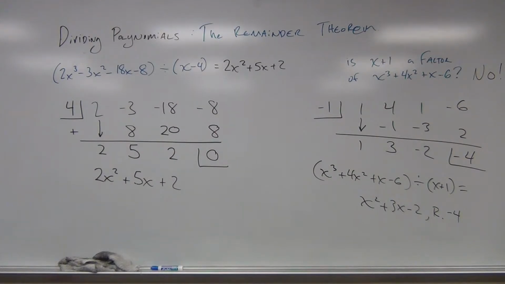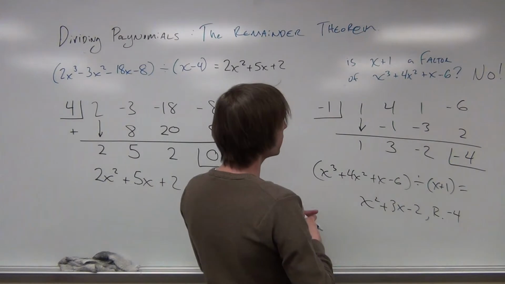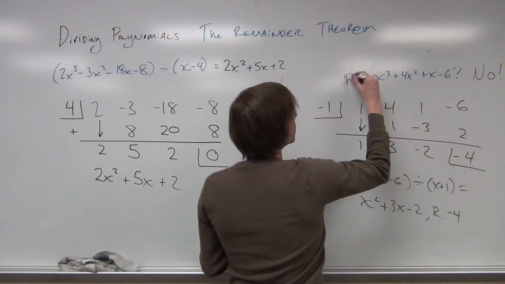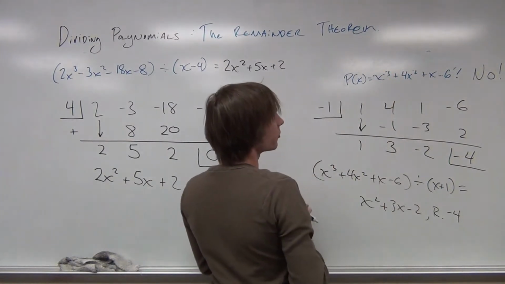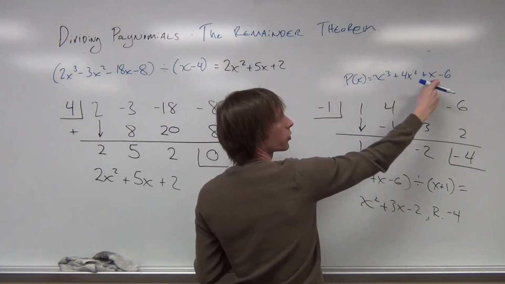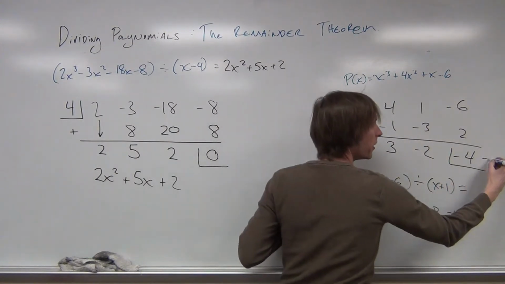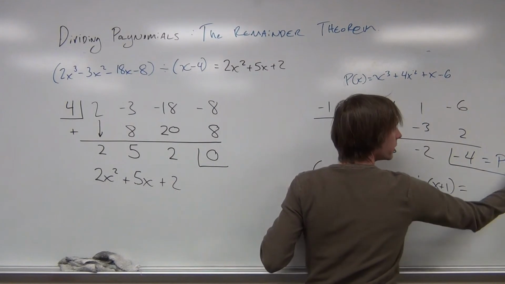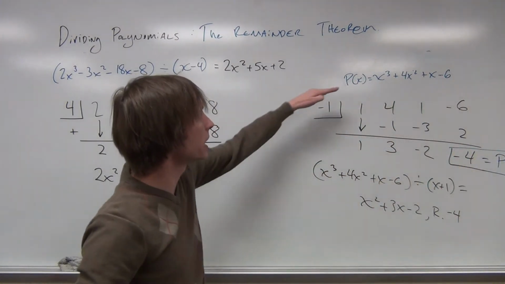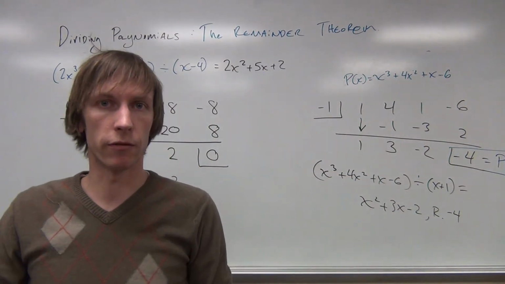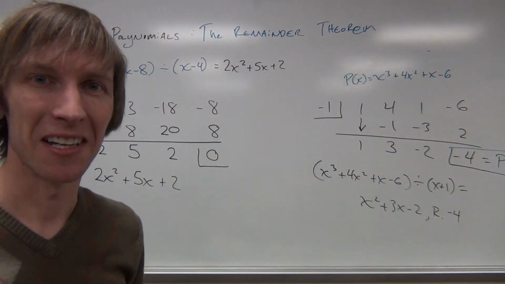What I want for you to understand is that we can find what happens if p of x is equal to this polynomial, x cubed plus 4x squared plus x minus 6, then that means that p of -1 is equal to -4. When I plug -1 in here, my output is the remainder that I get from doing division. All right, pretty fancy trick. That's the remainder theorem.